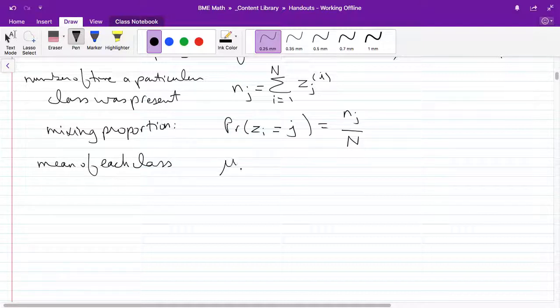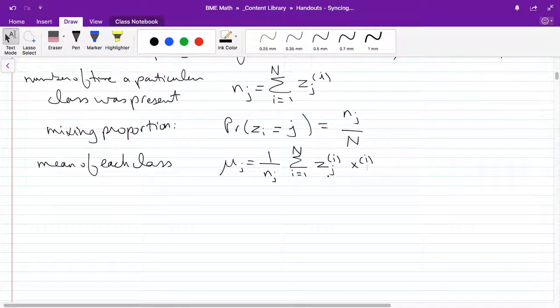Well, that's just mu for class j is 1 over the number of data points that are in that class times the sum of i equal to 1 to the total number of data points of z sub j of i, x of i. So take all your data points, multiply it by whether it belongs to a class or not, sum it all up, divided by the total number of data points that belong to that class, that's the mean of that class. And then variance of each class.